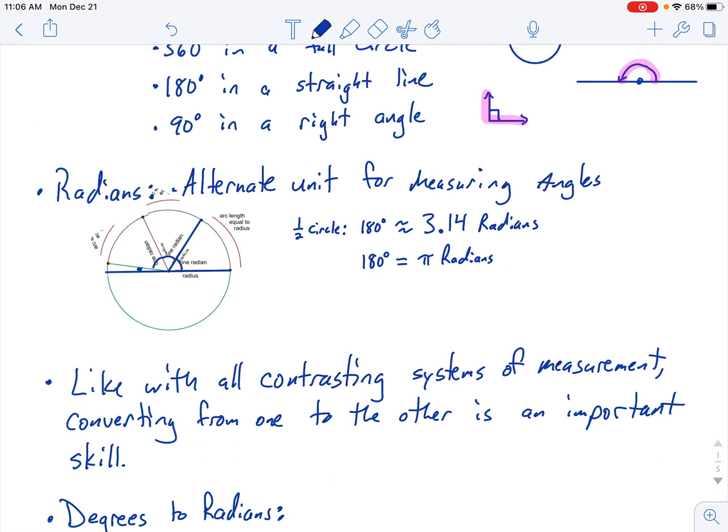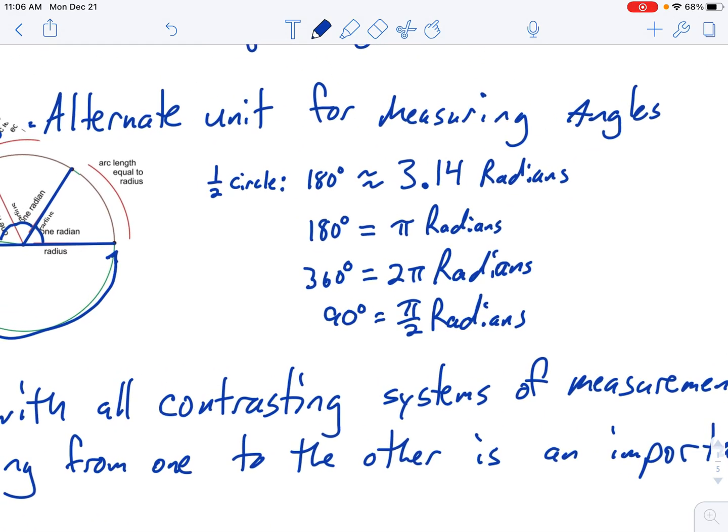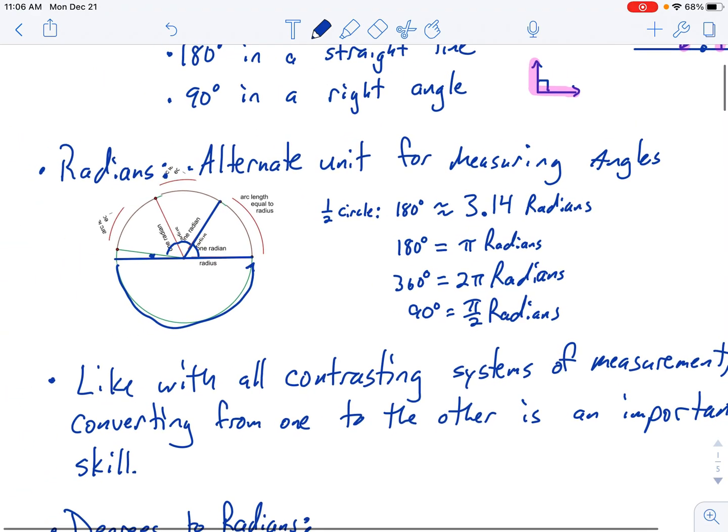So therefore, a full circle is double that. 360 degrees is 2 pi radians. And then 90 degrees would be half of that, so that's pi over 2 radians. Those are some fairly standard angles, and that's how radians work. In fact, you could argue that's where the whole pi thing comes from in the first place.